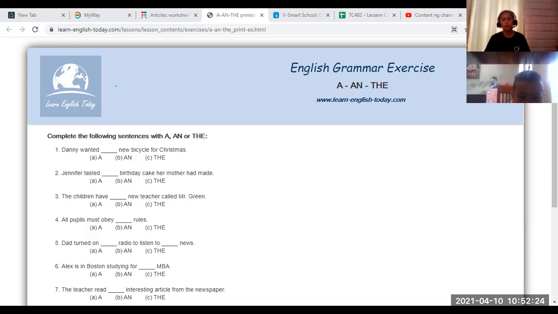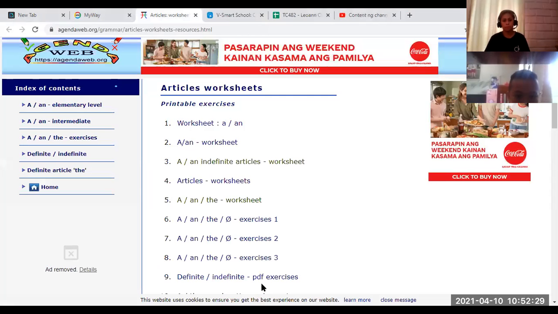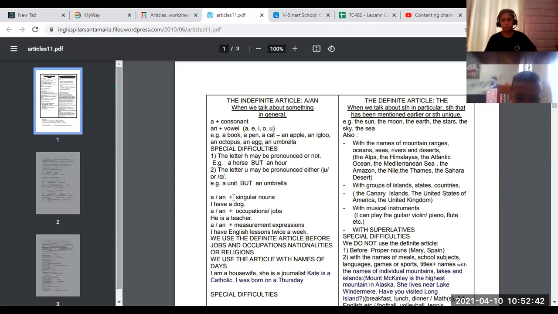Okay, another one. I will send also here some exercises for you to remember. Okay. So, Kyo, let's go back to the lesson. I am sending you in Zalo some important things that you have to remember. If you have time, you can check that one. So, we are done with articles.